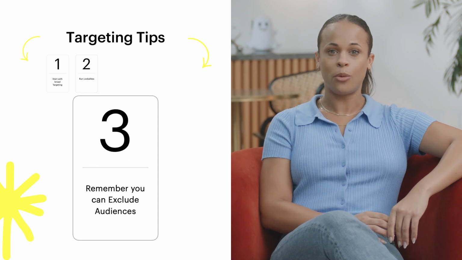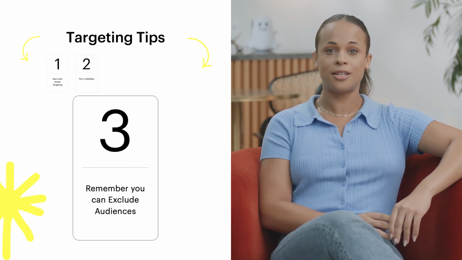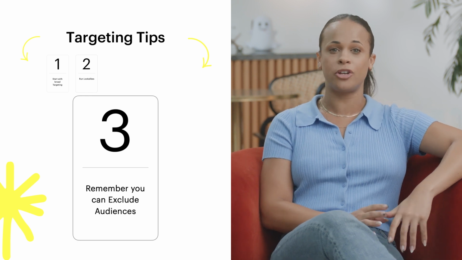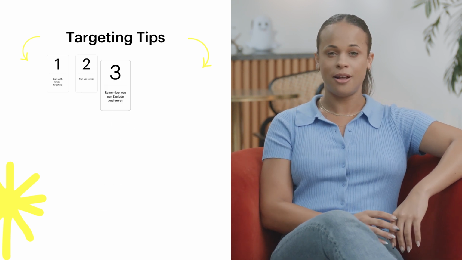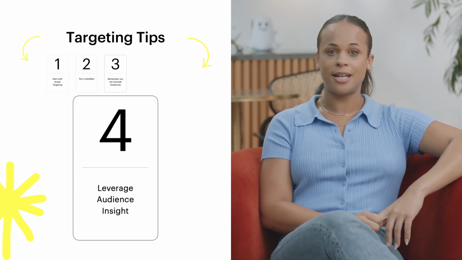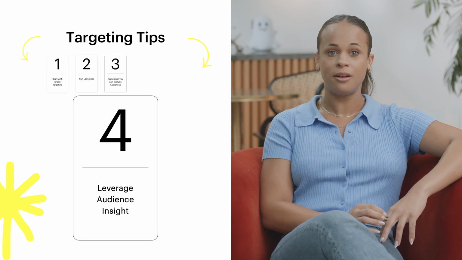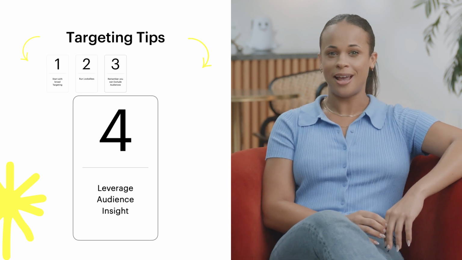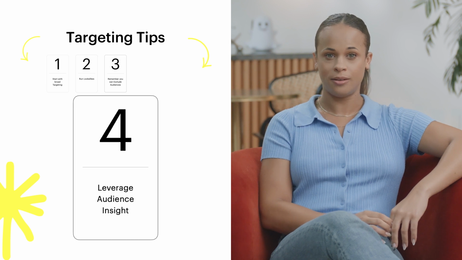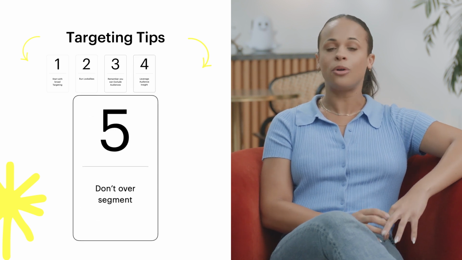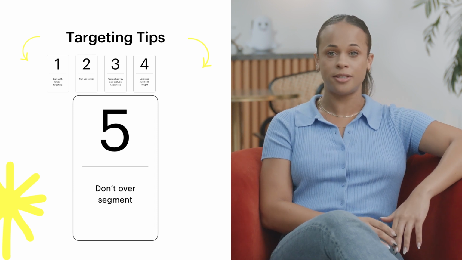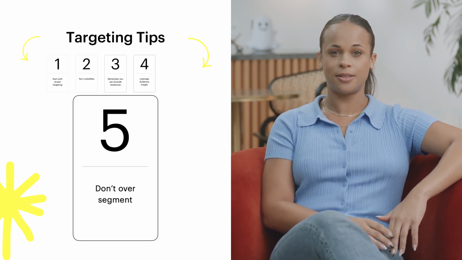Number 3, remember, you can exclude audiences. Excluding audiences who recently took an action can actually make your campaigns more efficient at reaching new users. Number 4, leverage your audience insights. Get more insights about your audience demographic composition, location, and visitation patterns, and even what topics interest them most via our Audience Insights tool. Number 5, don't over-segment. Similar and/or overlapping audiences can be combined to drive scale without competing against themselves.